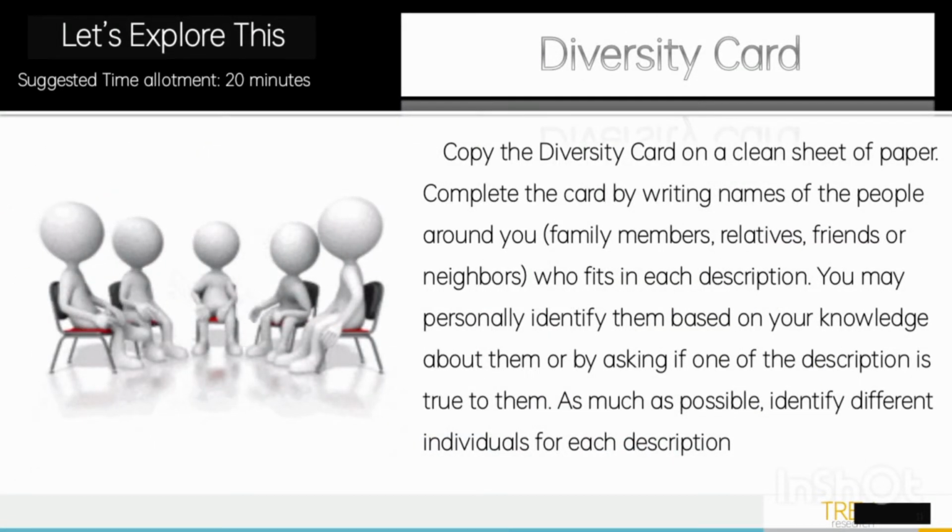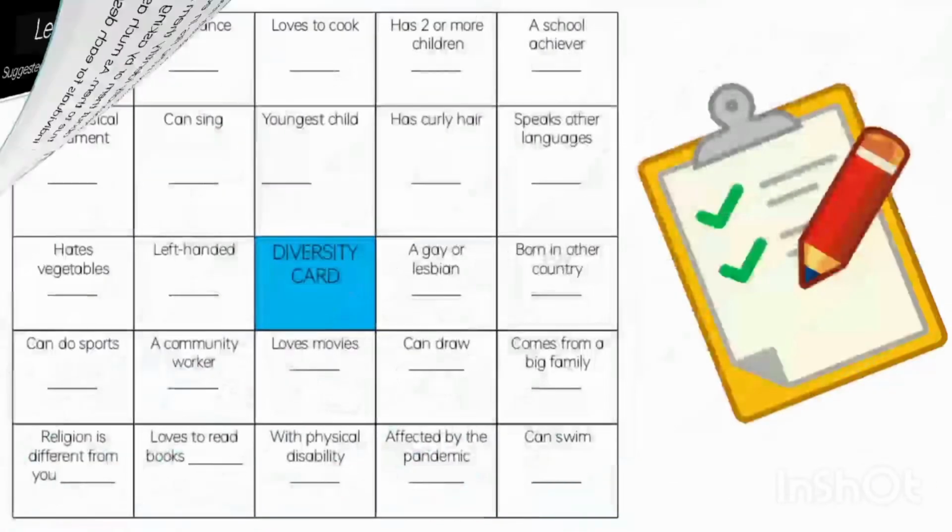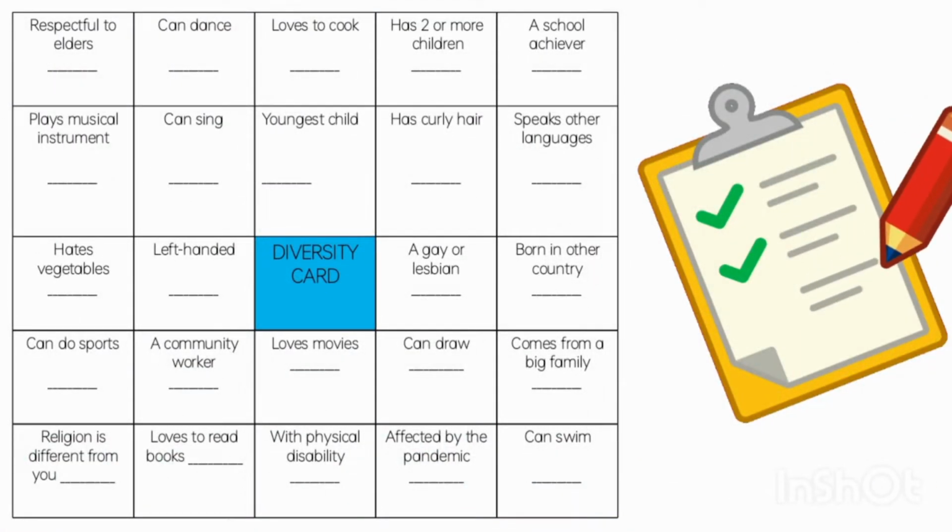Copy the diversity card on a clean sheet of paper. Complete the card by writing names of the people around you, like family members, relatives, friends, or neighbors, who fit in each description. You may personally identify them based on your knowledge about them, or by asking if one of the descriptions is true to them. As much as possible, identify different individuals for each description. So here is the template for that activity that serves as your guide.